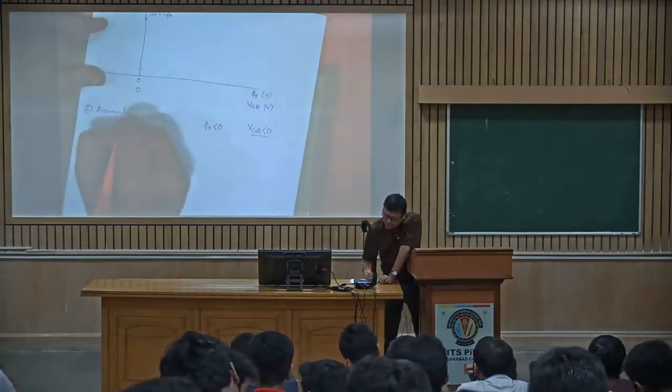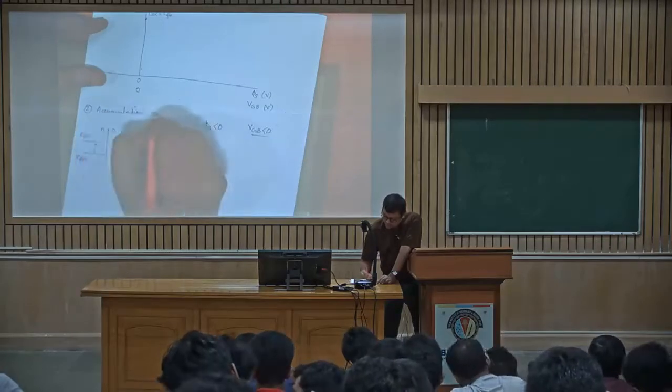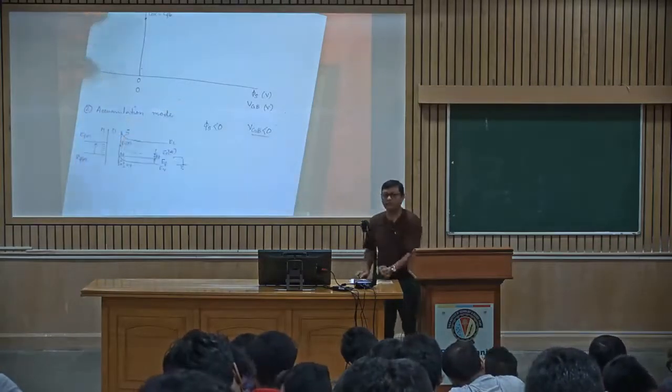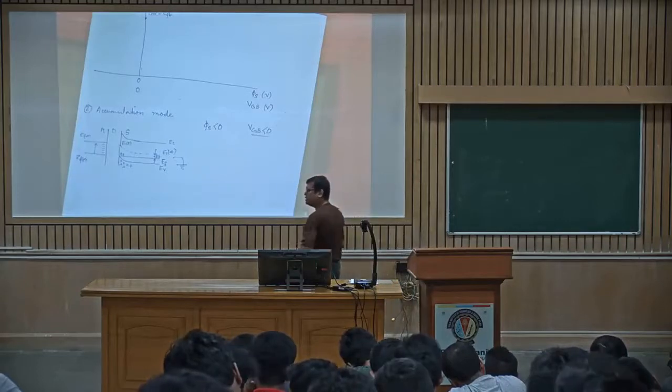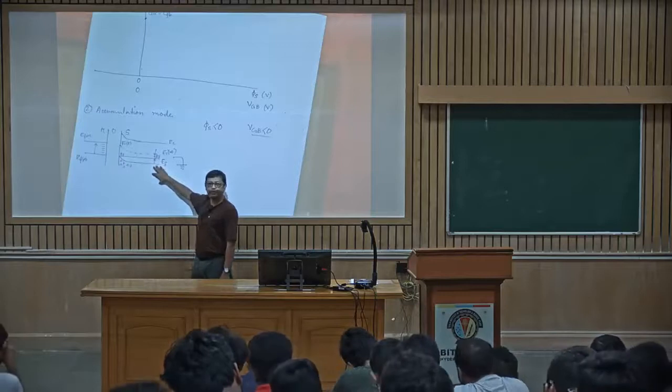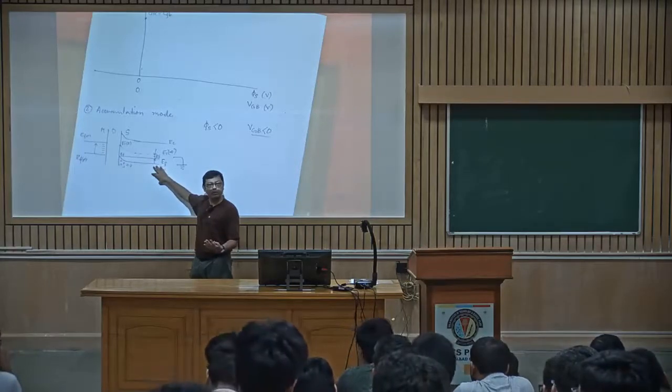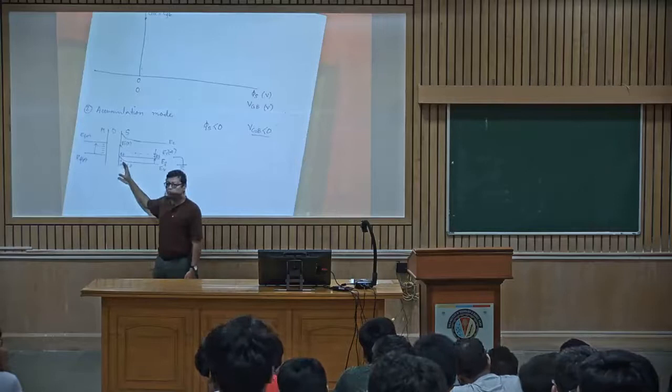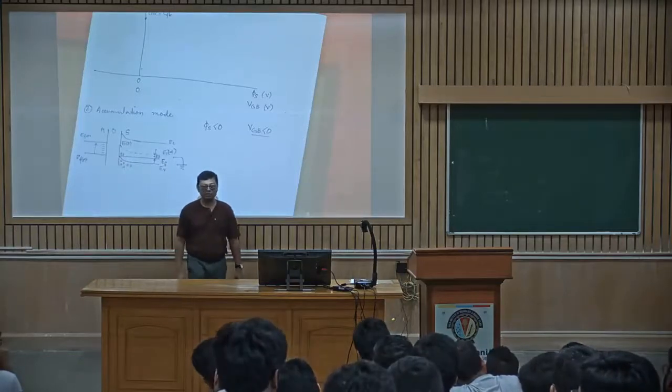Remember, I have told you always that all these terms, depletion, accumulation, inversion, these are all with reference to majority carriers. Here what is the majority carrier in the bulk? Holes. So we will call this the accumulation because you are accumulating more holes towards the surface.